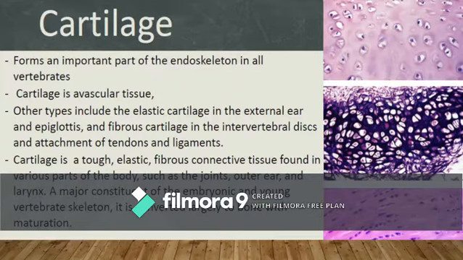Hyaline cartilage is the most abundant cartilage. So this is hyaline cartilage, the most abundant cartilage tissue. It is homogeneous and translucent. So based on a microscopic sample, they are very clear. It depends on the dye.